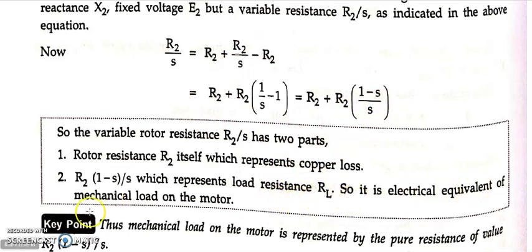So it is an electrical equivalent of the mechanical load on the motor. If the mechanical load is connected, then what happens? This represents that. If slip is equal to 1, then 1 minus 1 equals 0, so this part will be equal to 0. So whatever this parameter is, it depends on the mechanical load condition.